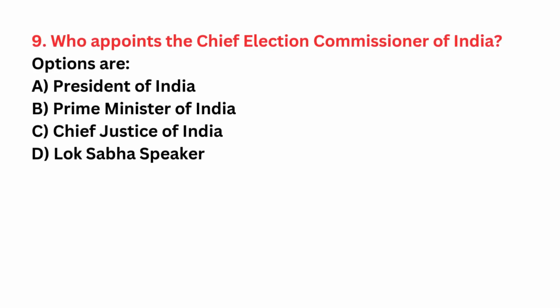9. Who appoints the Chief Election Commissioner of India? Options are A. President of India, B. Prime Minister of India, C. Chief Justice of India, D. Lok Sabha Speaker.